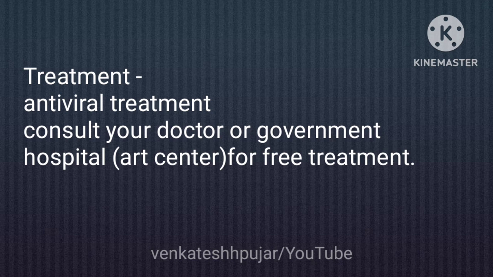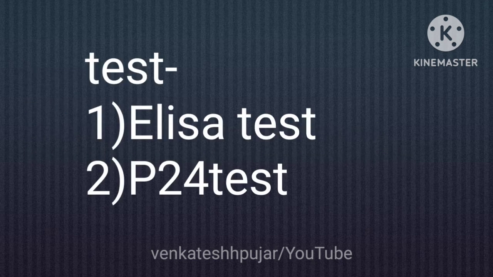Now I will be discussing the blood tests to confirm HIV AIDS. First is the ELISA test. The test is done on the first day. For reconfirmation, it is repeated after 3 months. Second test is the P24 test. It checks your blood for an HIV antigen called P24. This test will give accurate results only 30 days after getting infected.